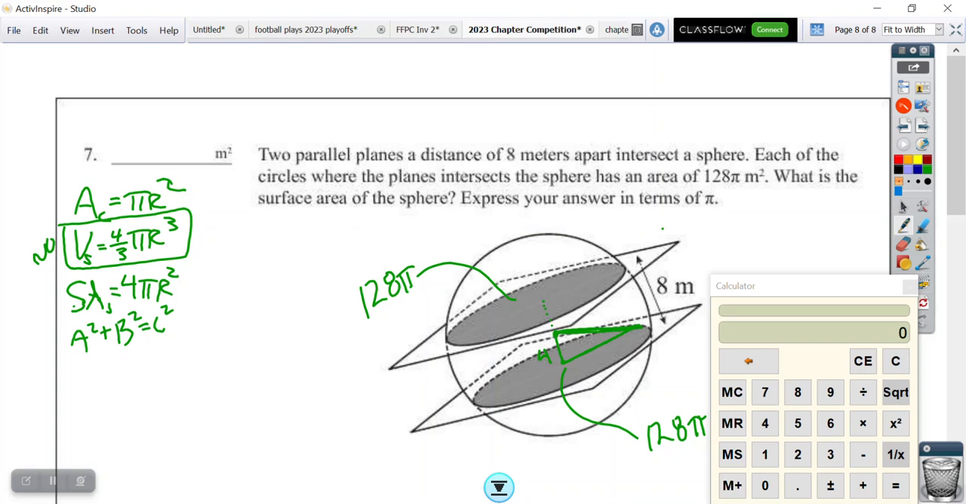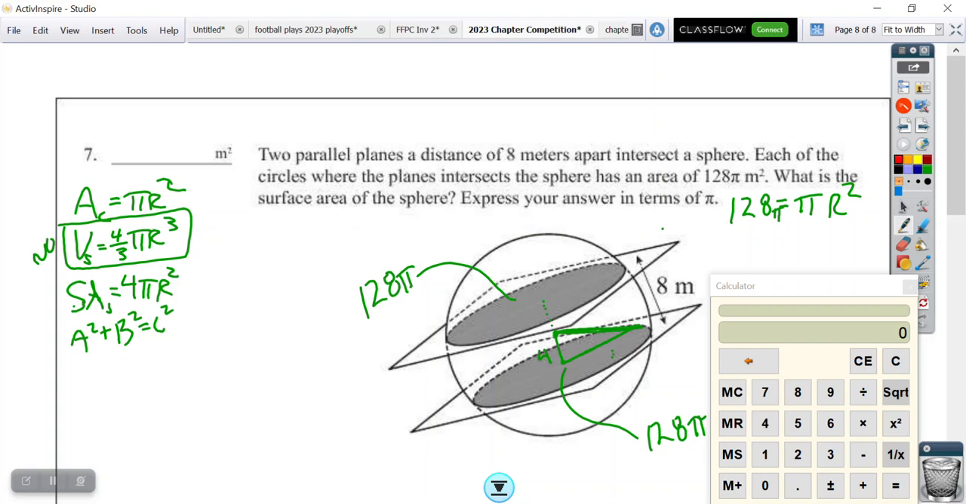What shape have I just drawn? Triangle. Right triangle. It's a right triangle. And right triangles, well, the Pythagorean theorem applies to right triangles. So I need 2 side lengths. I only have 1 right now. But luckily, I also already have the area of this circle. So I know that 128 pi has to equal pi r squared, because the area of a circle is pi r squared.